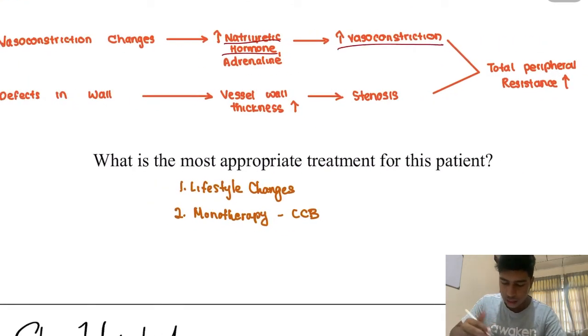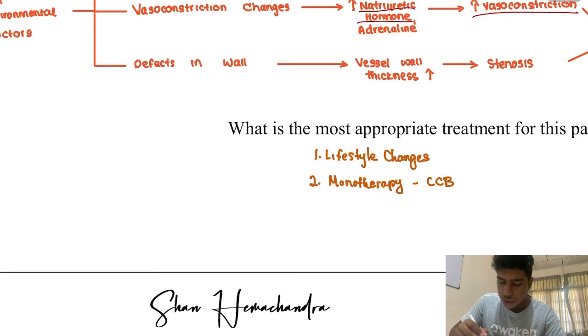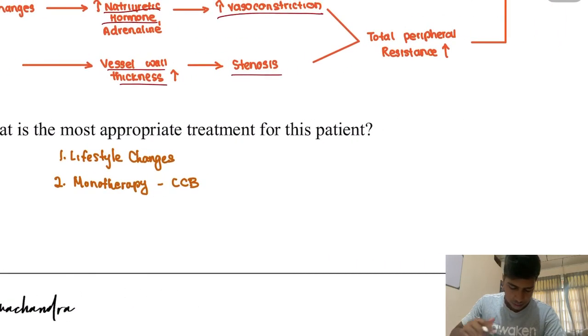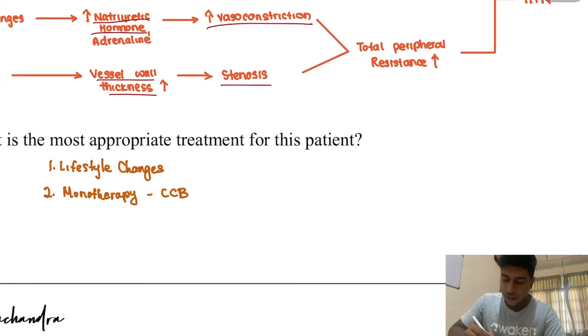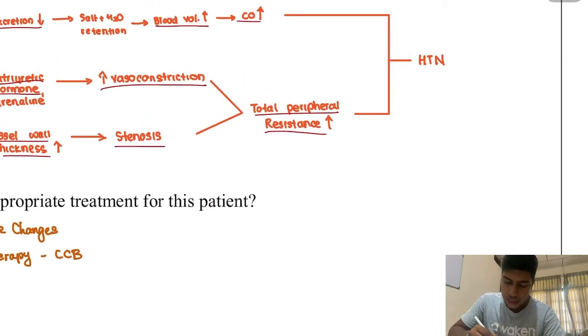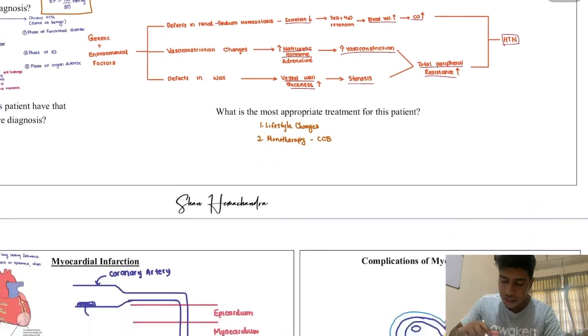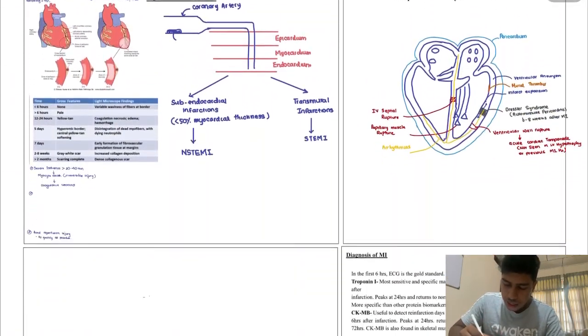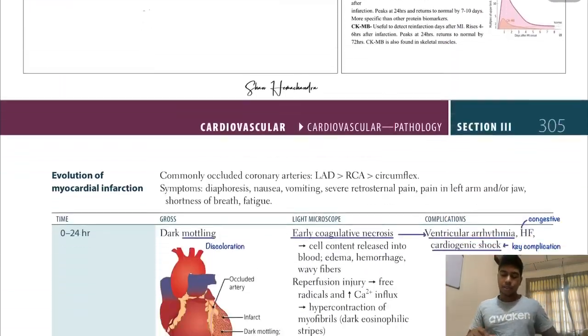Vasoconstriction changes. So you have hormones such as natriuretic hormone or adrenaline, which is going to cause vasoconstriction. Defects in the wall, where you get a thicker wall, or stenosis, a less compliant wall, that is, it cannot stretch as much. The total peripheral resistance will increase. These are physiology. So this will lead essentially to hypertension.